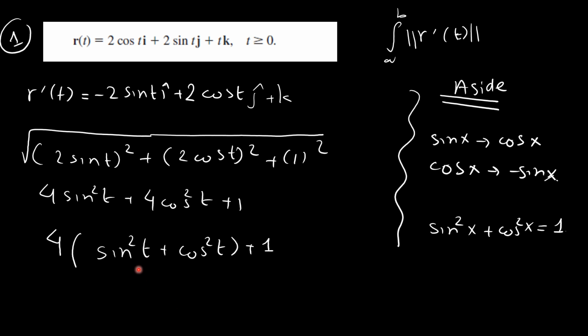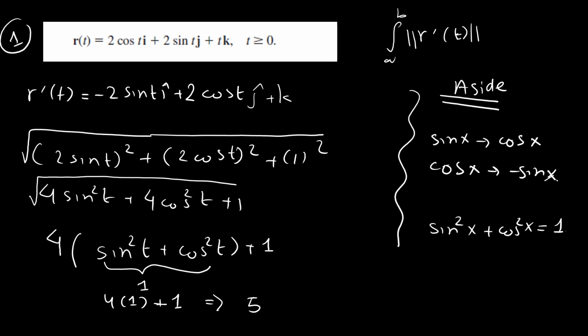By the way, it's the same thing, x and t, they're just variables, so it doesn't matter. So don't confuse yourself with that. Now replacing this with the trig identity leaves us with 1. So we have 4 times 1 plus 1. This leads to 5, okay? And then remember the square root, don't forget it. Just keep writing it until the last step.